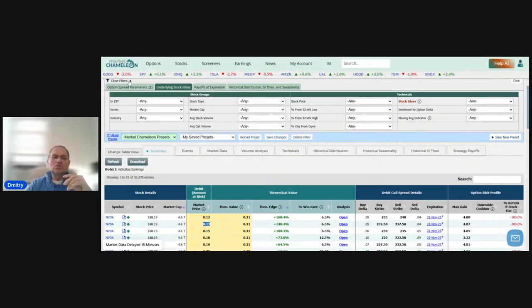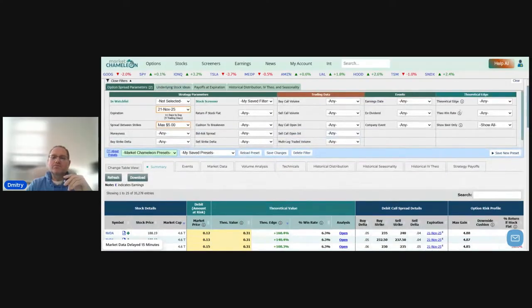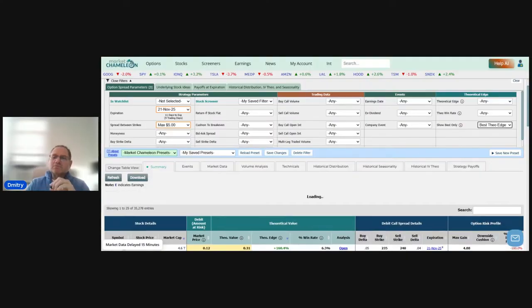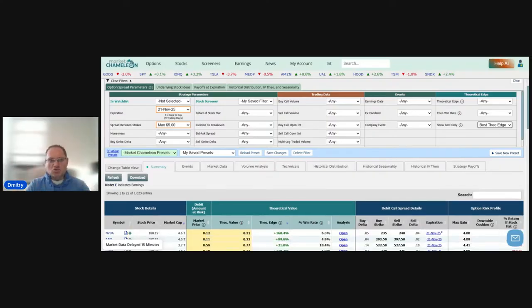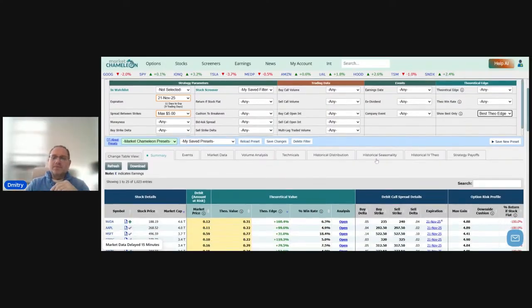So what we'll do is come back to this summary here. And you see here, show best buy. We'll say, show me the best spreads based on theoretical edge. So we'll click on that. And what those will do is just narrow down the potential spreads by symbols.